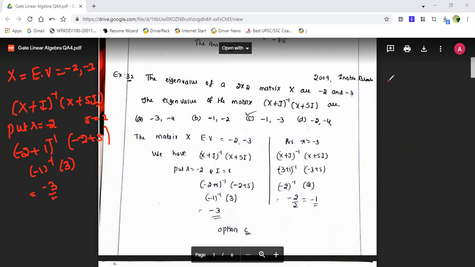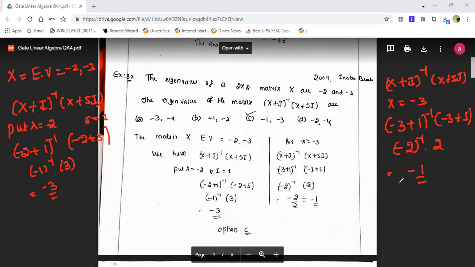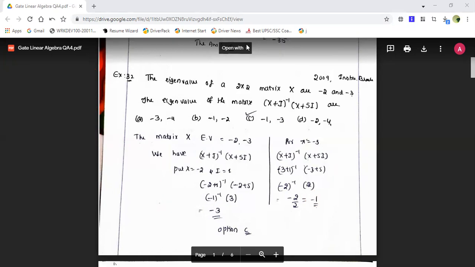Similarly, I'll take the same expression, (X plus I) the whole inverse into (X plus 5I). Now I am substituting minus 3 for X and I equal to 1. This will give us (minus 3 plus 1) the whole inverse into (minus 3 plus 5). So this is equal to minus 2 the whole inverse into 2, which is equal to minus 1. You can just see in the options minus 3 and minus 1. So that means it is option 3. So minus 1 and minus 3 are the eigenvalues of this particular matrix. This is how we are supposed to solve this variety of problem. This appeared in 2009.